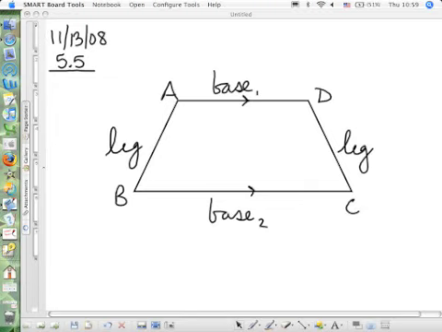A trapezoid is a quadrilateral with exactly one pair of parallel sides. Now draw the picture of the trapezoid that I have on the board, because we need to be able to identify the parts of a trapezoid. The parallel sides are called your bases. So you have base 1 and base 2. The other 2 sides are called the legs of the trapezoid.